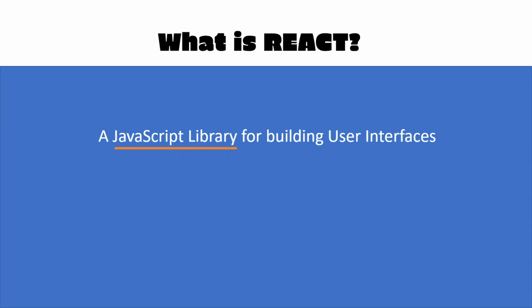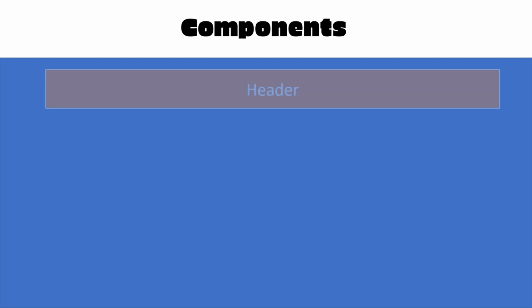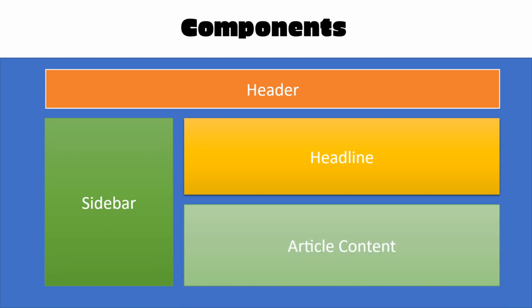The other important part in the statement is the user interfaces part. So user interfaces are basically what the user sees, and React is all about using components for building these. Here's an example. This is just a random web page we can think of. We might have a header, a sidebar, and on the right some content. So we can clearly split it up into these components. We could have a header component, sidebar component, headline component, and article content component.